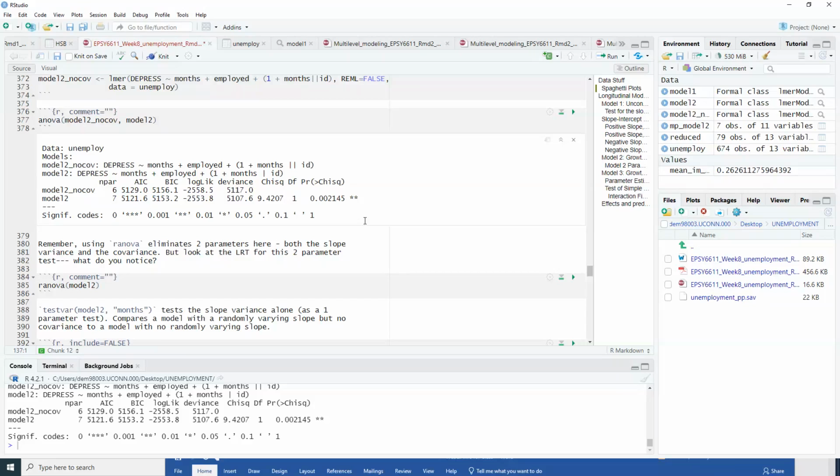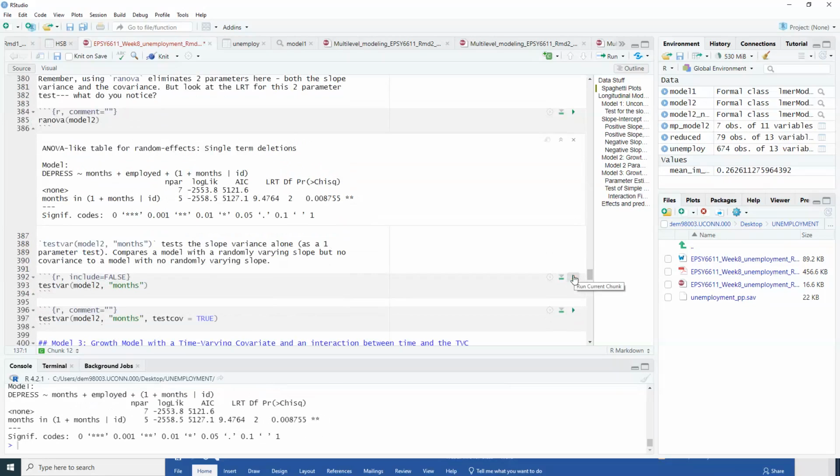But anyway, I digress. Now let's look at RENOVA for a second. Remember RENOVA, we run the RENOVA here. I'm just saying RENOVA model 2, and remember the way this works is it compares model 2, my original model, to a model in which I take out the random slope for months. Now this is a 2DF test instead of a 1DF. That's not the test I wanted to see if I needed the covariance, right? I've already said I need the covariance. I'm running this though because I want you to look at something. What do you notice when you look at this 2DF test?